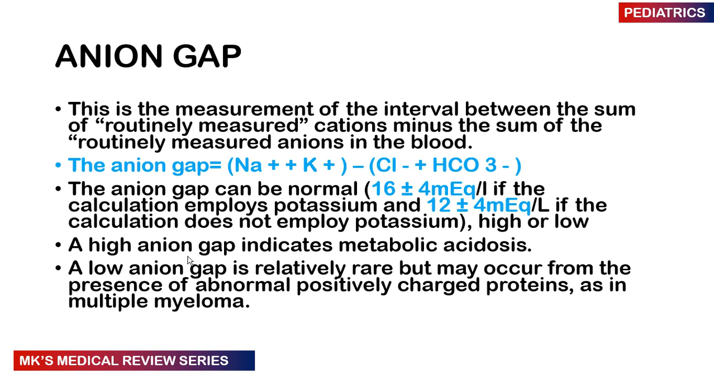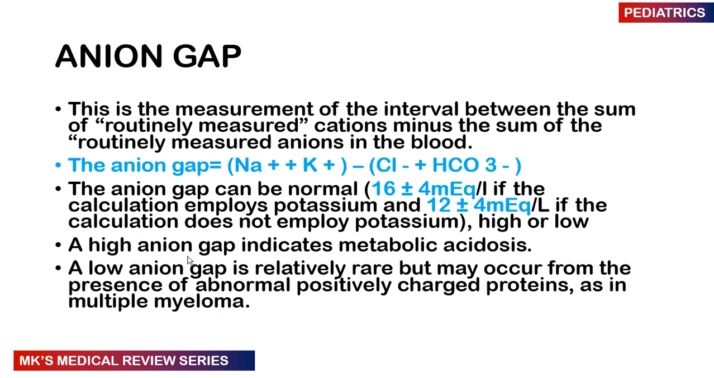It's simply the difference between the measured cations and the measured anions, the routinely measured cations and anions. You have sodium, potassium, chloride, and bicarbonate. So you add the concentration of sodium to the concentration of potassium, minus the concentration of chloride plus the concentration of bicarbonate. If you use potassium in the calculation, the normal is around 16 plus or minus 4, meaning 12 to about 20. If you don't use potassium in the calculation, it's about 8 to 16.